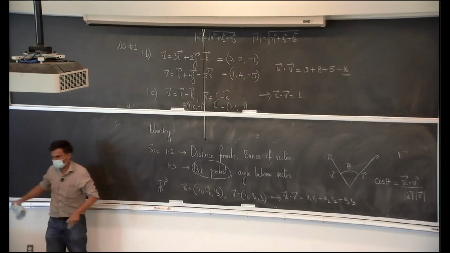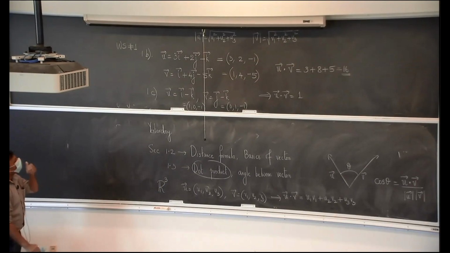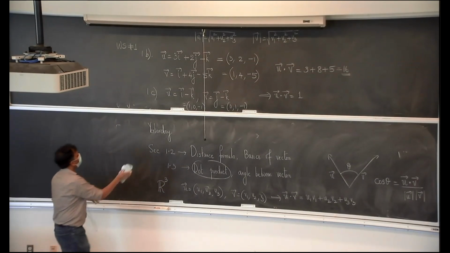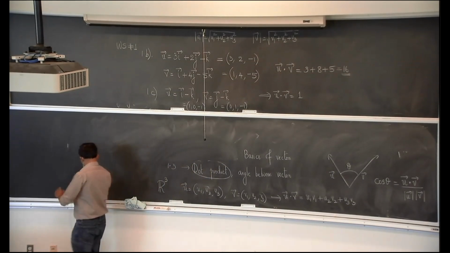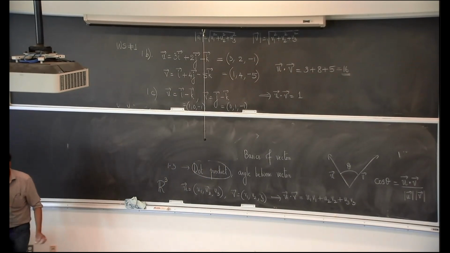Good workout for me. All right, let's also quickly do number 2, I think. Find the angle between 1, 2, 3 and 3, negative 2, 1.